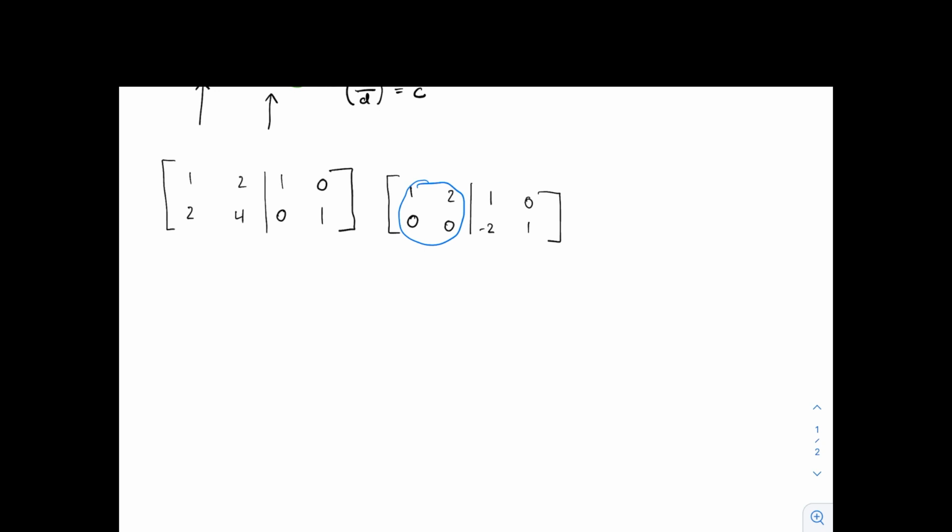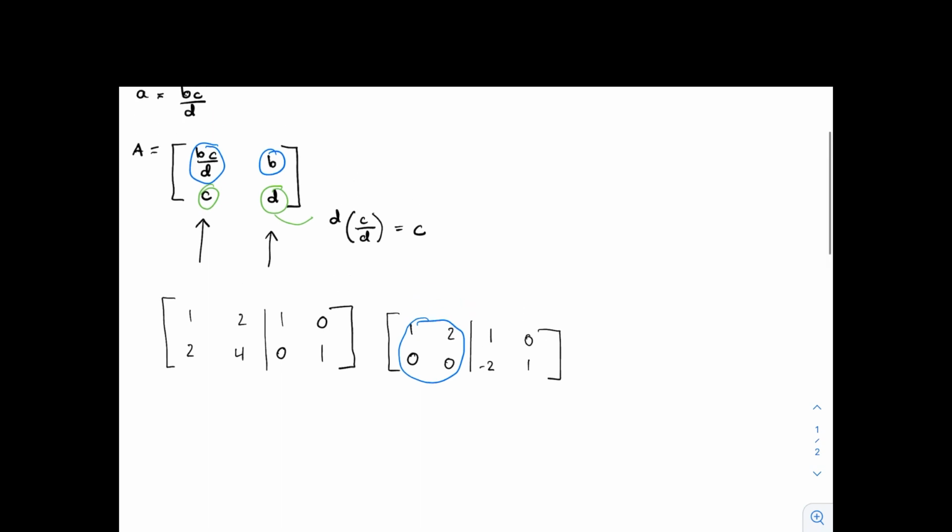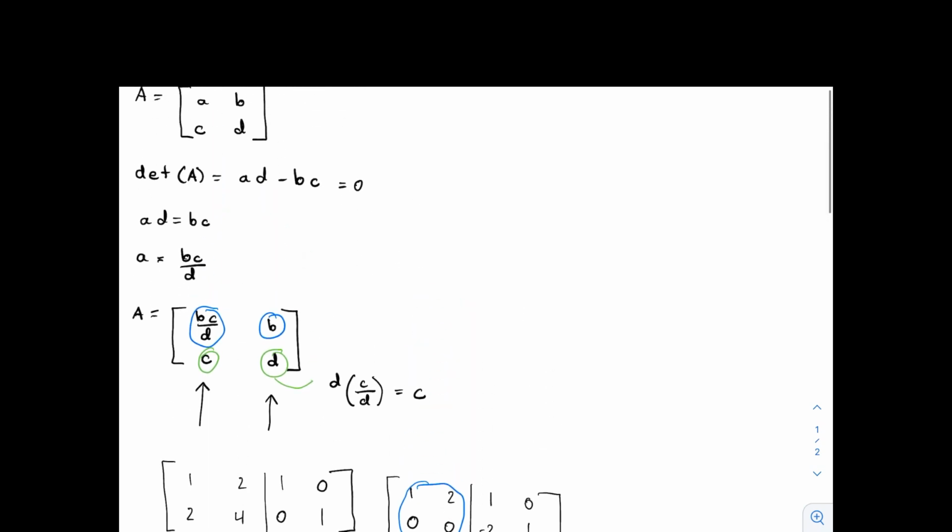So this is just one example, but in general, if the columns of a matrix are such that the first column is a scalar multiple of the second, or really any scenario in which one column of a matrix is a scalar multiple of another column of the same matrix, then it is not invertible. And that's exactly the situation that we have here if we allow the determinant to equal 0.